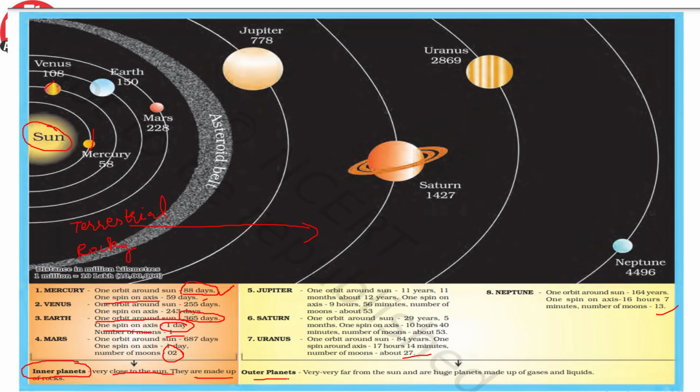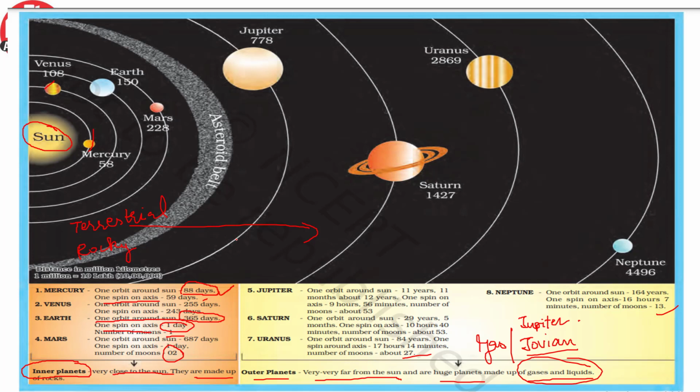And then the outer planets are very, very far away from the sun, that's why they are called outer planets. They are huge planets made up of gases and liquids. So they are also known as the gaseous planets, gas-like planets, or the Jovian planets. Jovian means Jupiter-like, so planets like Jupiter. They are made up of gases and liquids, and they're very, very far away from the sun.